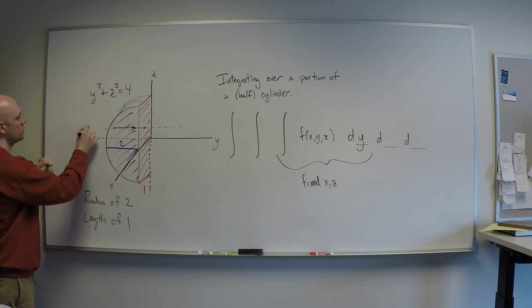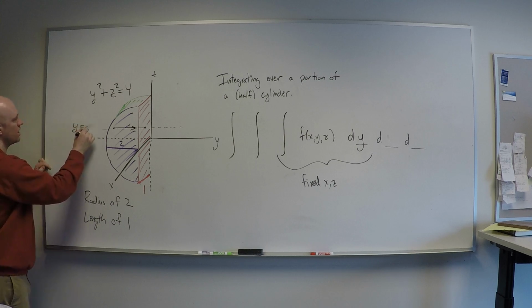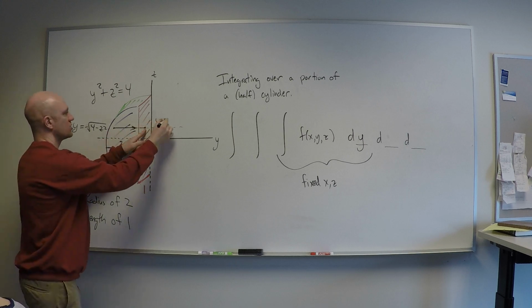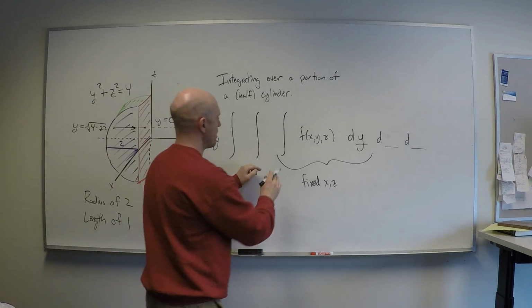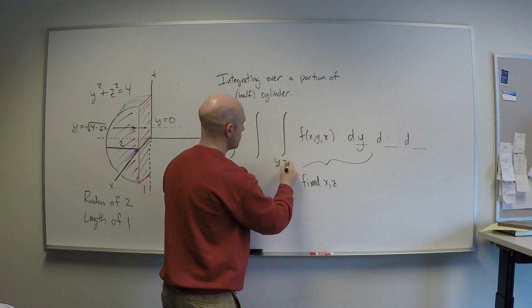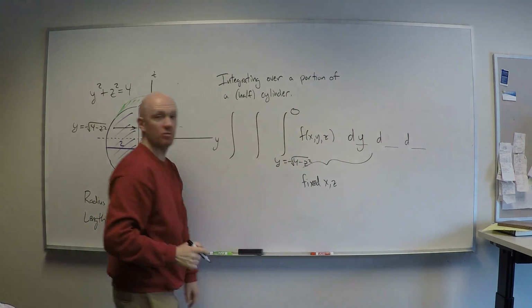And y here would start at negative square root of 4 minus z squared. That's where y is going to start, and then it's going to stop at y equals 0. So that'll be my first bound. I'll write y equals minus square root of 4 minus z squared up to 0.